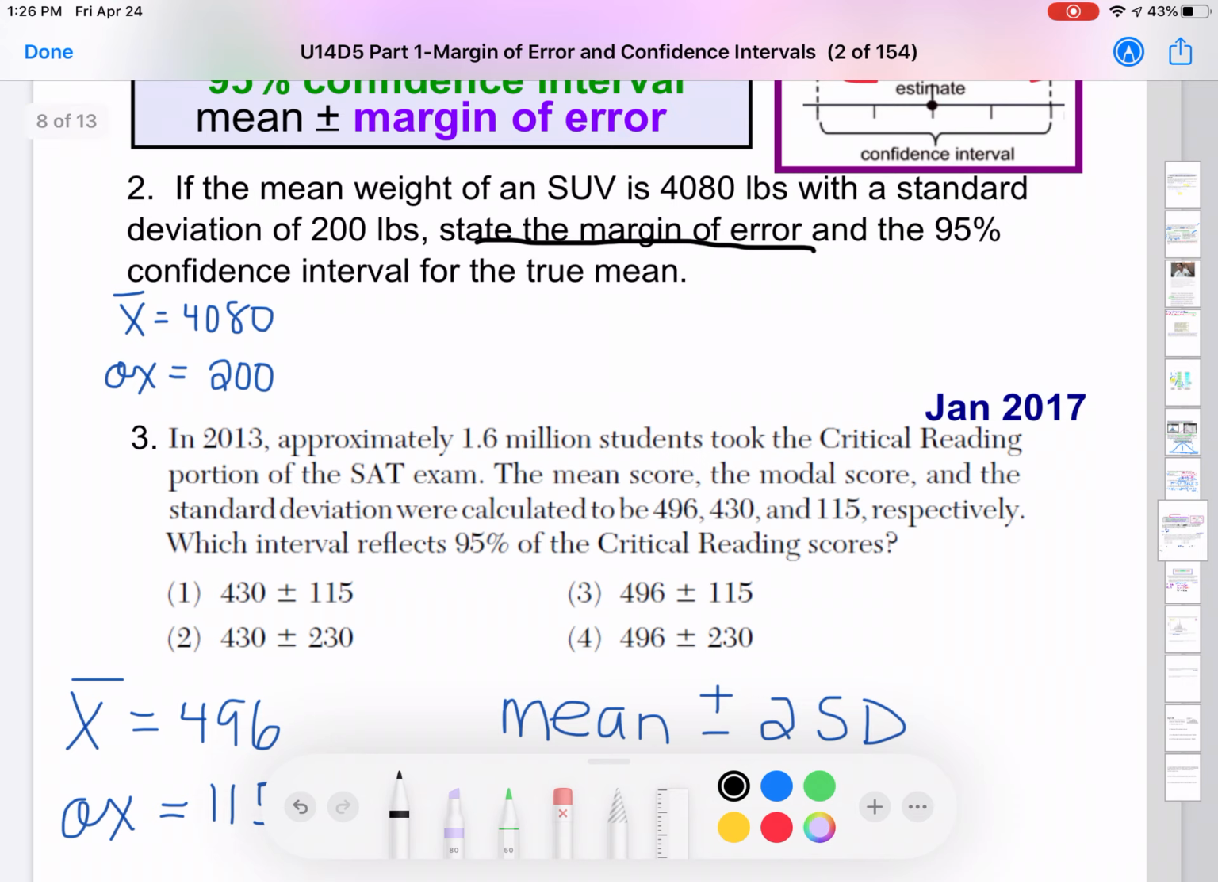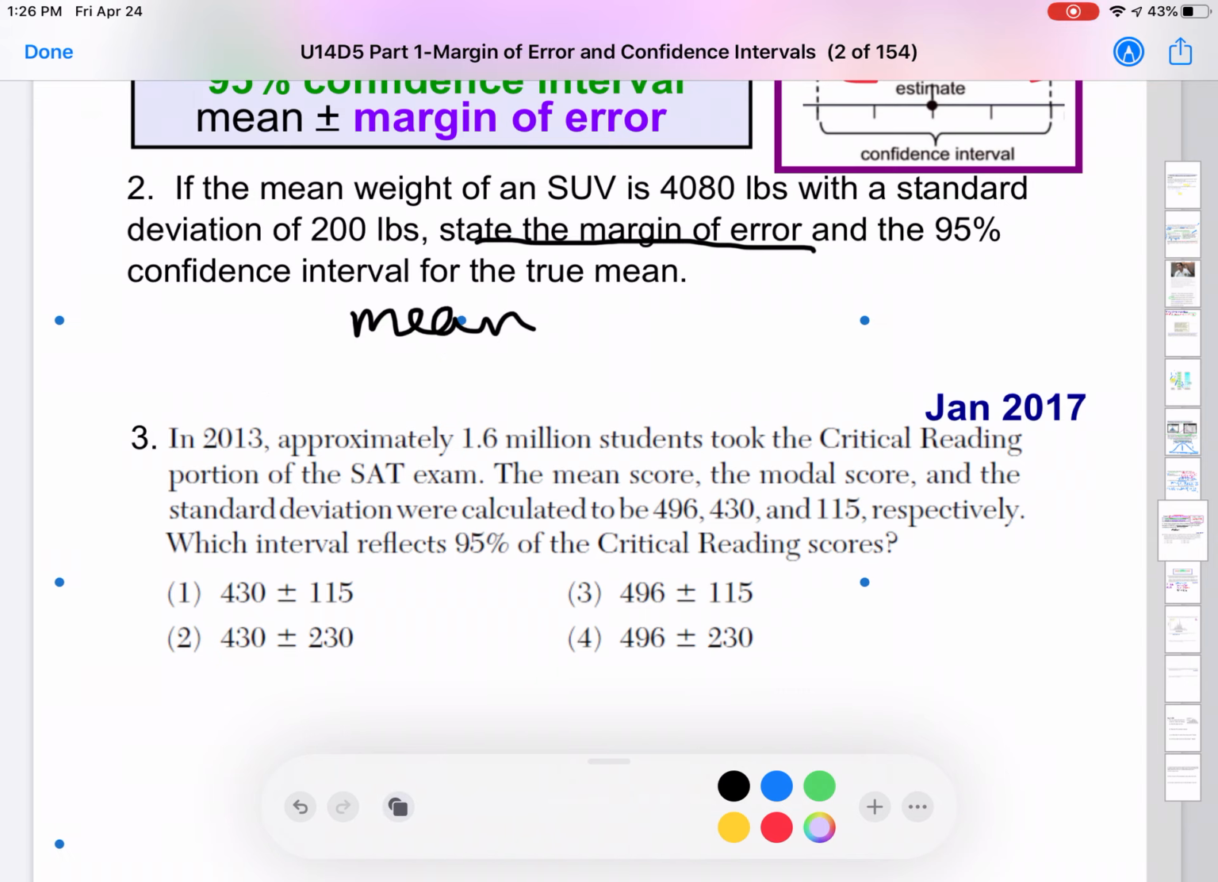Oh man, I don't know why that's happening. Okay, so mean plus or minus. Oh my goodness, I don't know why this is happening to me today. Okay, let me write that down again. Let me just delete that.